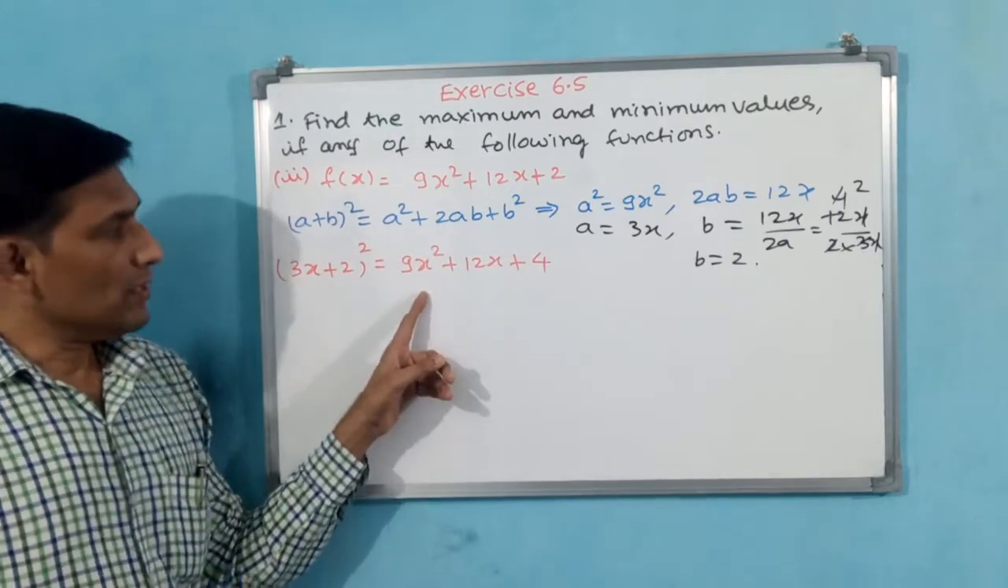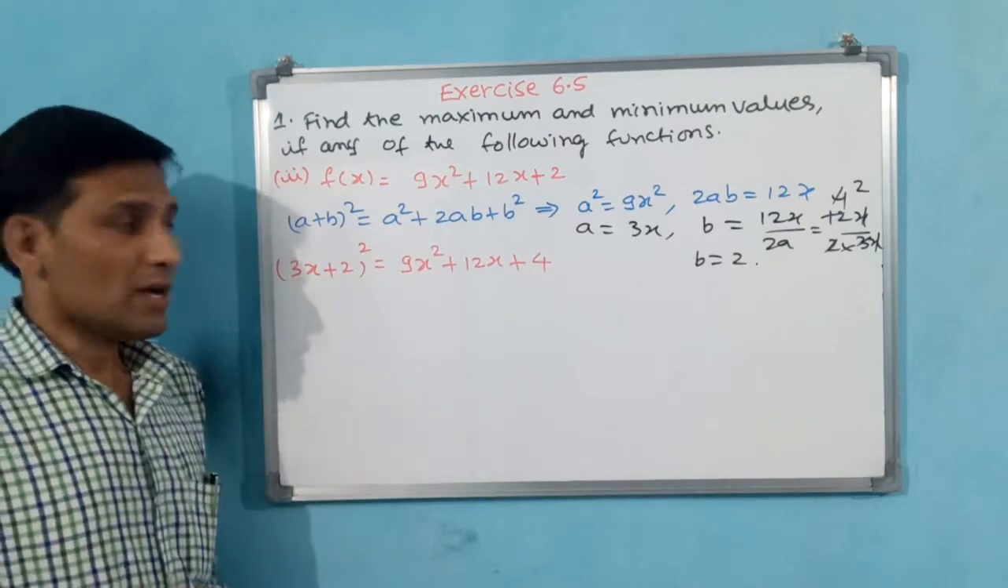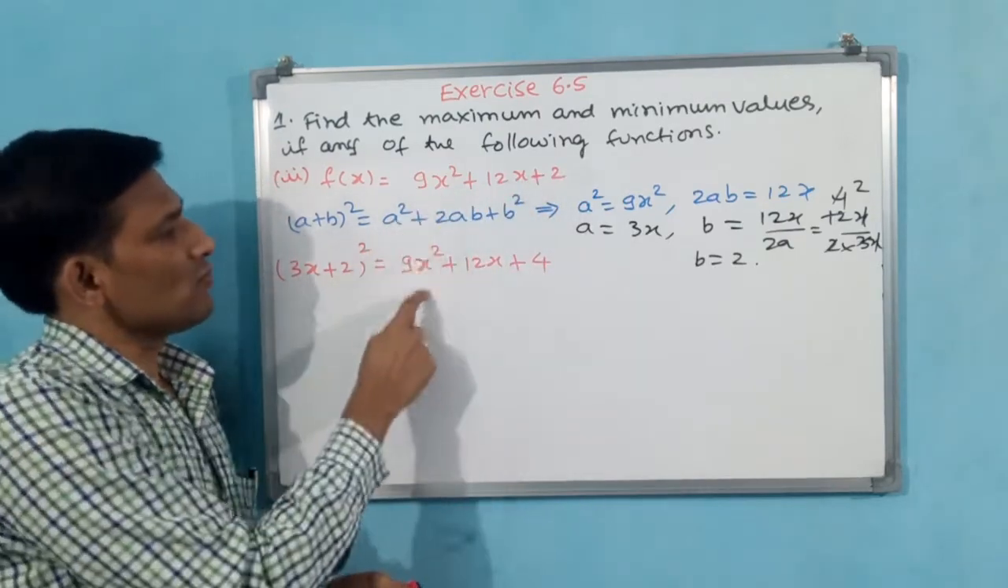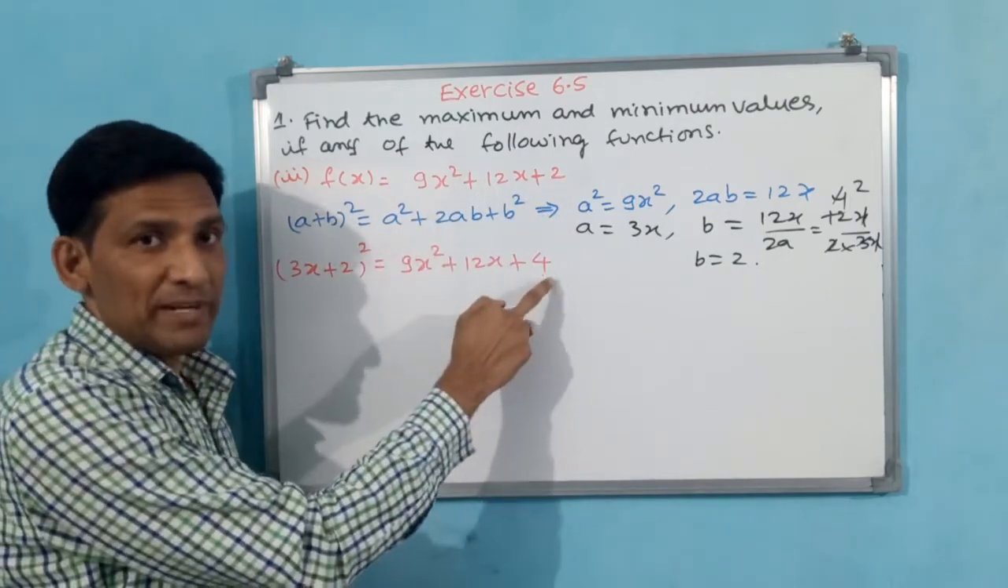A square plus 2ab plus b square. Why? Because b square, 2 square. Okay. But is this same as f of x? No. Why? Because see here 9x square, 9x square, 12x. But 2 is there. That means you have to subtract 2.